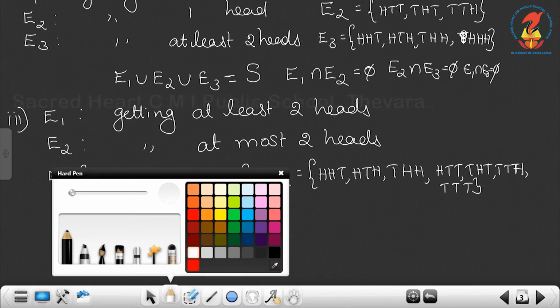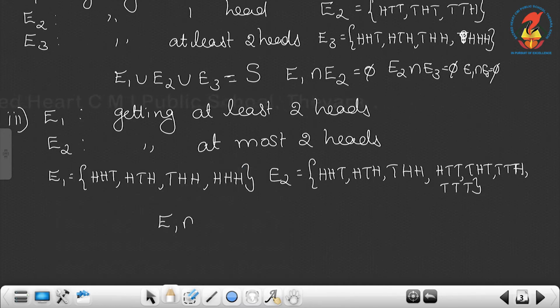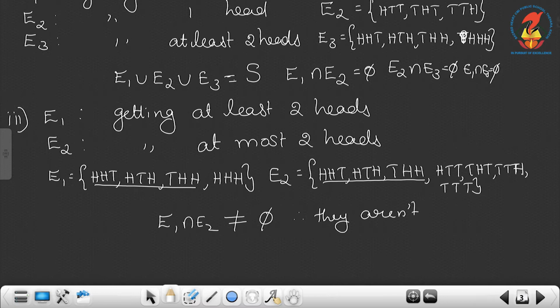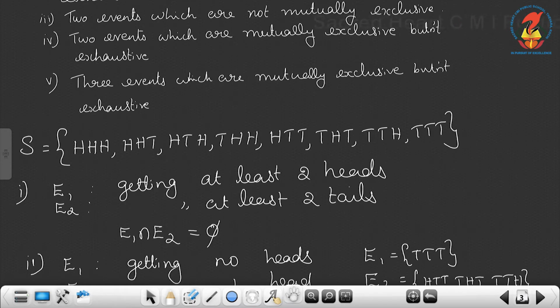Now you compare E1 and E2. Is the intersection null set? What is E1 intersection E2? The first 3 elements are common to both. So it is not equal to null set. Therefore, they are not mutually exclusive. Not mutually exclusive. Okay. Now fourth one, 2 events which are mutually exclusive but not exhaustive.